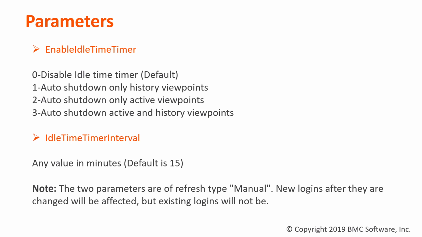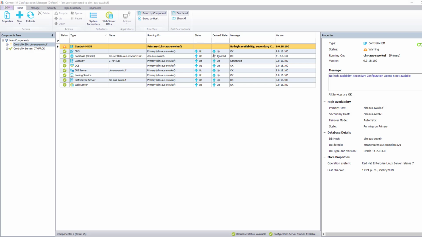Idle time timer interval defines the time interval in minutes in which viewpoints will be closed automatically after a period of time without activity. By default, it is set to 15 minutes. Now let's see how they work together. This is my Control-M Configuration Manager. Currently I'm using version 9.18, but you can set these parameters from version 8 fix pack 800.